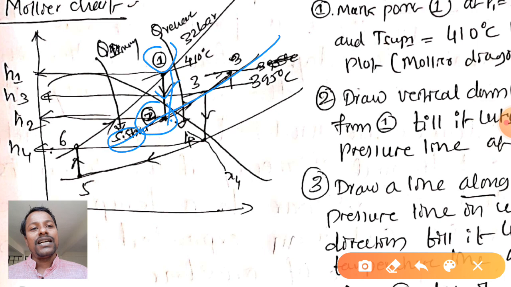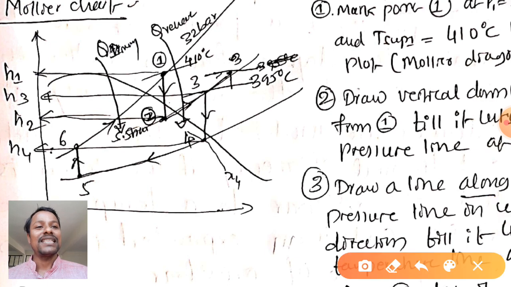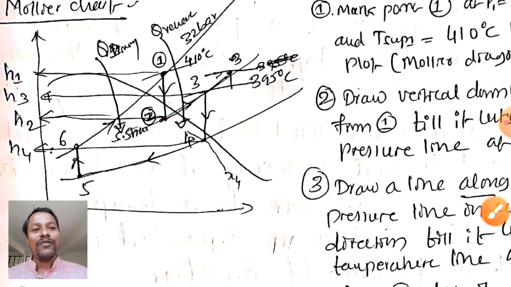After that, during reheating the pressure remains constant. So along the 5.5 bar pressure line only, I need to move upward till it cuts the reheat temperature line, that is the 395 degrees Celsius line. The intersection of the 395 degrees Celsius line and the reheat pressure line will give me the state point 3.